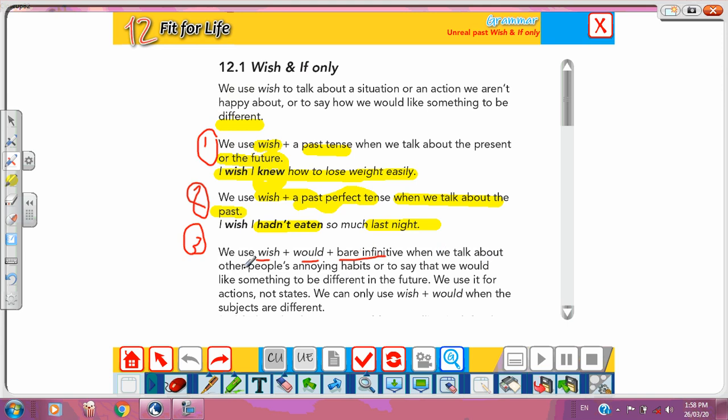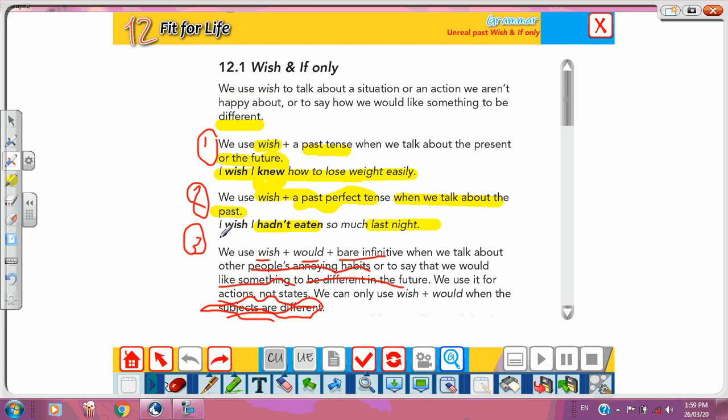We use it when we talk about other people's annoying habits, something which is annoying you, or to say that we would like something to be different in the future. We use it for actions, not states. We cannot use it for a state. What's the meaning of a state? Like love, hate, understand, know, the stative verbs. Do you remember them? We cannot use this form with the stative verbs. We can only use wish plus would when the subjects are different. This is very, very important.